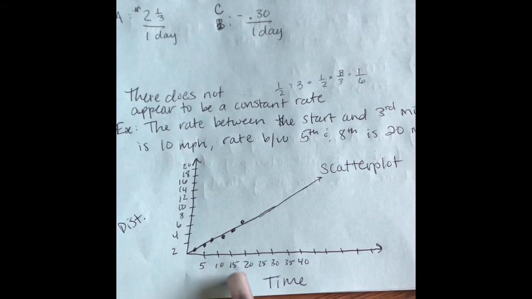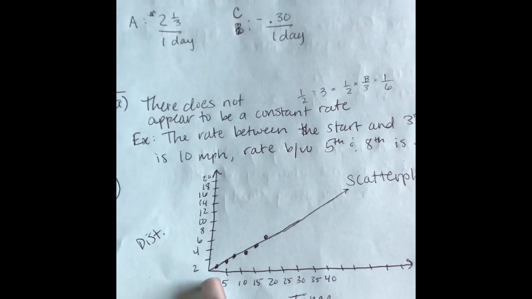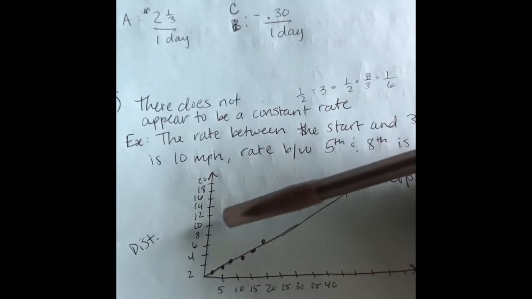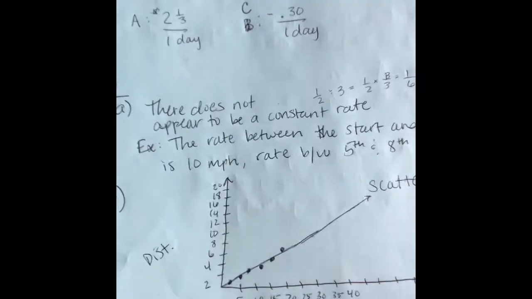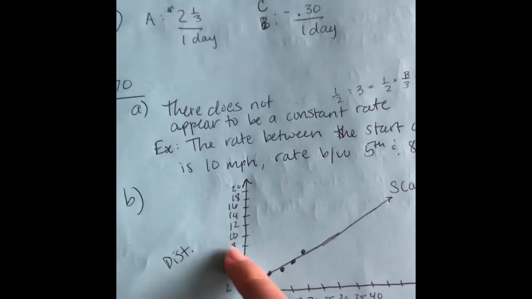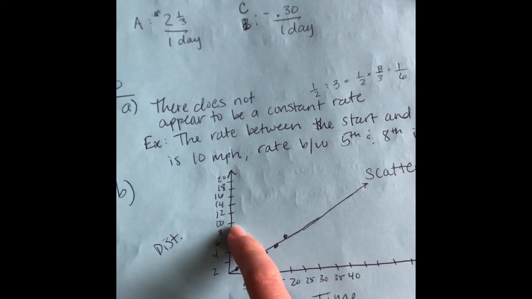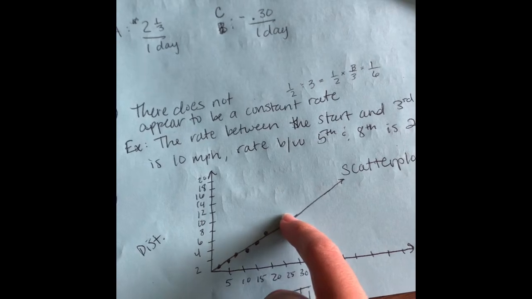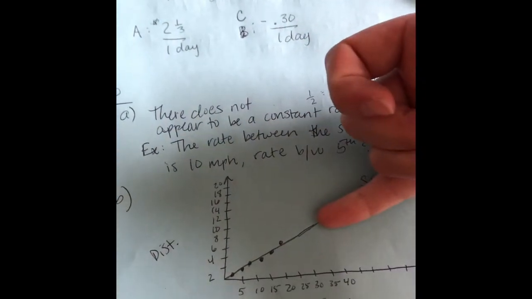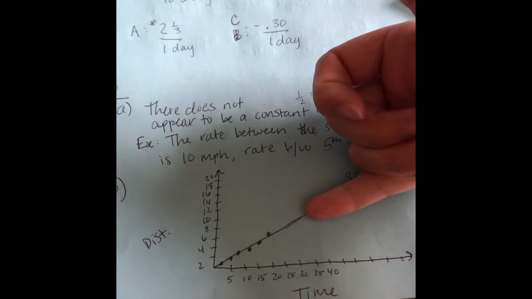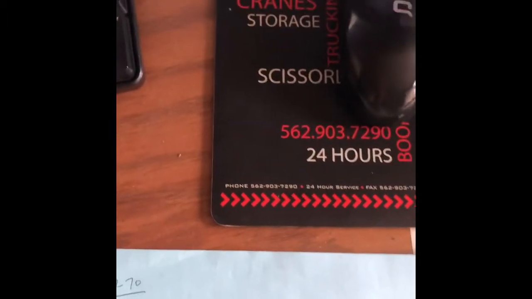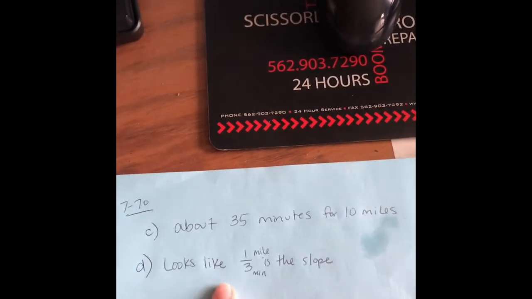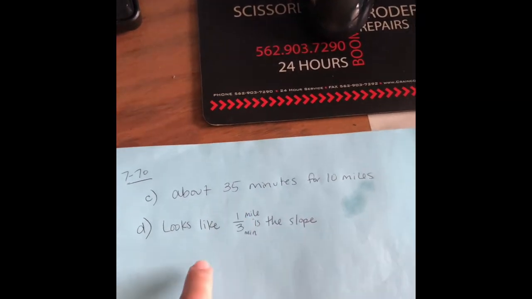So then it says predict how long it would take him to go 10 miles. So if I go to 10 miles, it's up here, and then I go over to the line. I need to do this with something straighter. Maybe my pinky. Okay, so here's 10 miles, and I'm going to draw it out to the line. So I have it about here where my pinky is, and that's about 35 minutes. Sorry, you're looking at part D, so you see the answer already. So it's about 35 minutes for 10 miles.